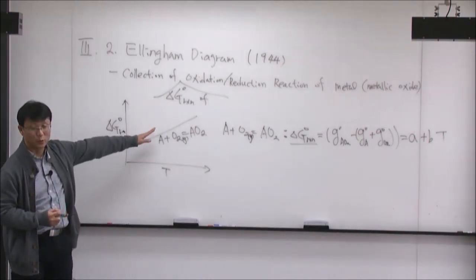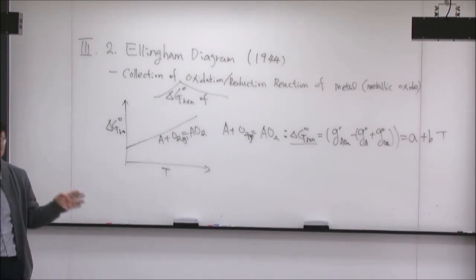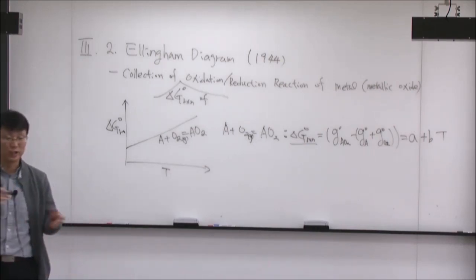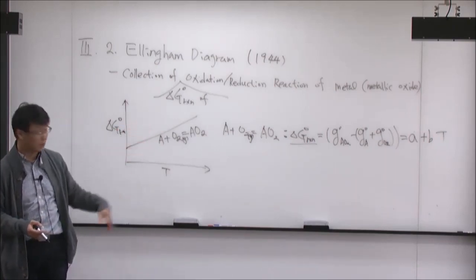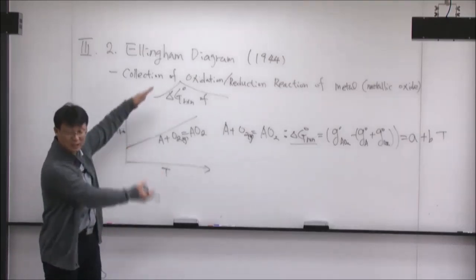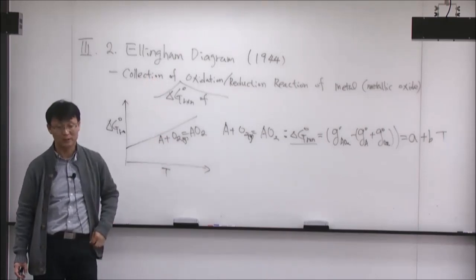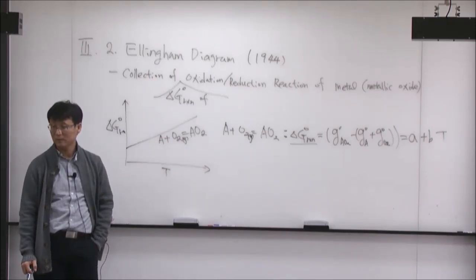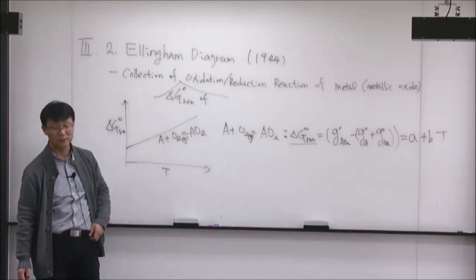And it's not only one. Ellingham collected all the metals which were available at the time. So we have about 25 different kinds of metallic species. And when you make a reaction with oxygen, it makes a metallic oxide. And that collection of the different graphs is the so-called Ellingham diagram. Okay, the collection of the different oxidation lines, that's the Ellingham diagram.